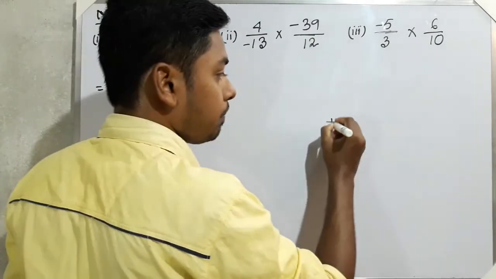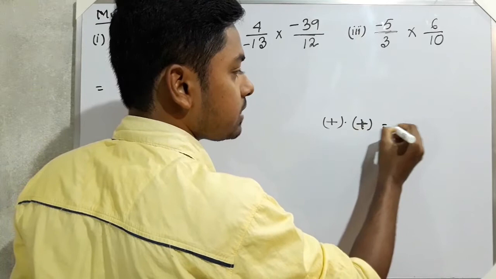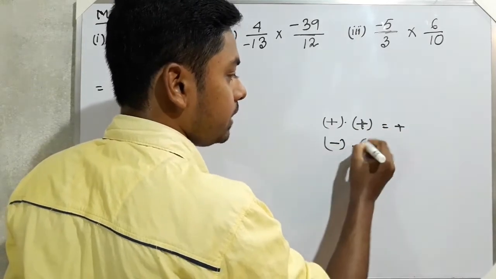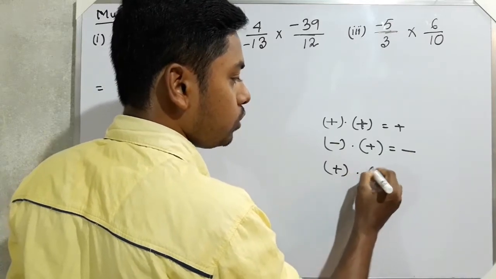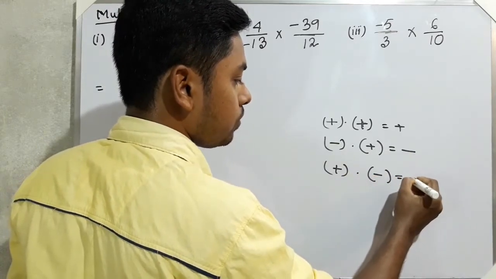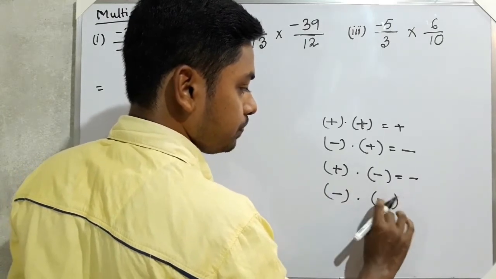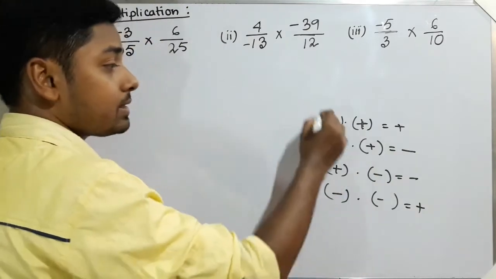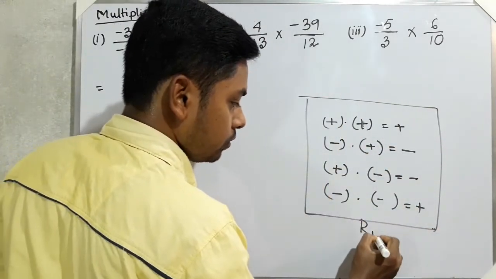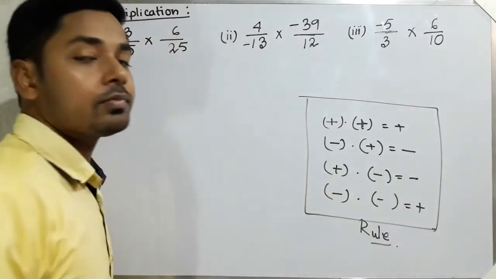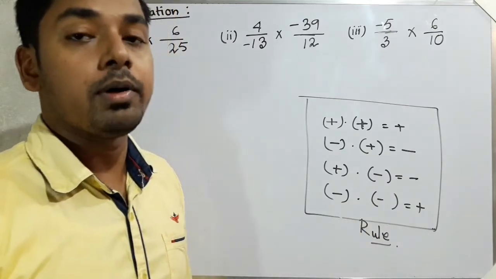That is: plus into plus is equal to plus, minus into plus is equal to minus, plus into minus is equal to minus, and minus into minus is equal to plus. This rule you have to remember. We are going to use this rule here. You should always remember this notation rule.